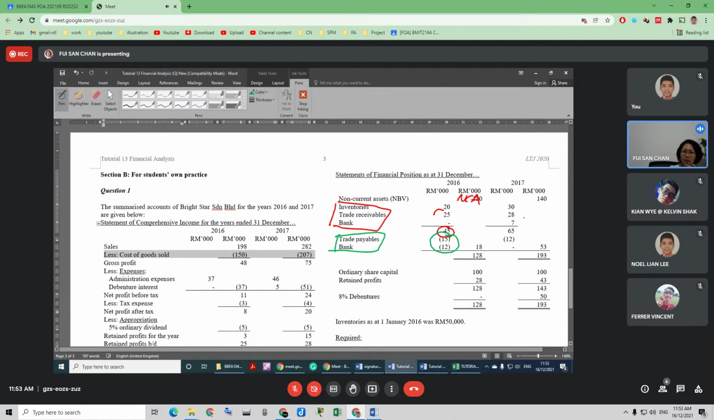And trade receivable, meaning what? Maybe the customer owes you more than 1 year. You still can't collect, so eventually you become bad debts. That's why it's not healthy to have a high current ratio. Why keep too much inventory, and why keep too much trade receivable? We want our trade receivable to pay us as fast as possible, right?